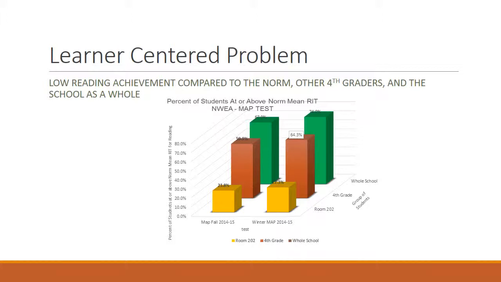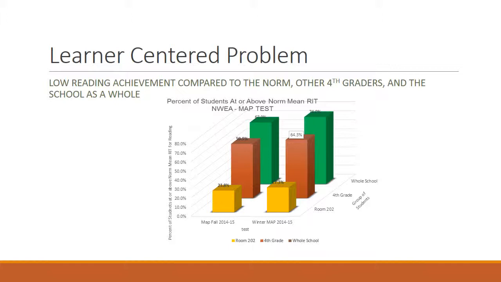The learner-centered problem for this class that stands out immediately once you look at the data is Room 202's low reading achievement. In this chart, the percentage of Room 202 students whose RIT score on the NWEA MAP for reading was at or above the norm mean RIT is compared to the percentage of 4th grade as a whole and the percentage of all the students in the school who were tested.